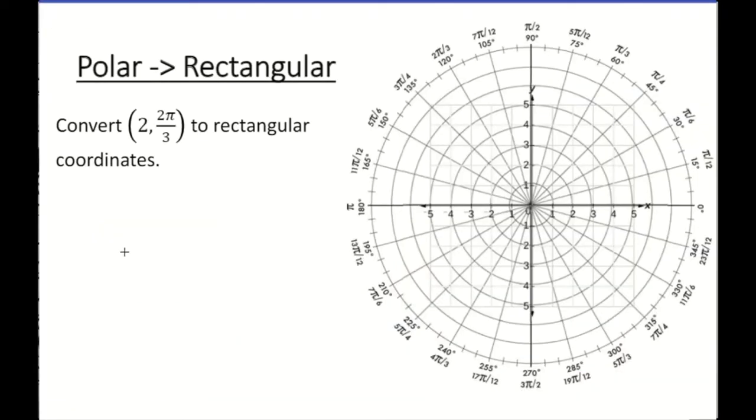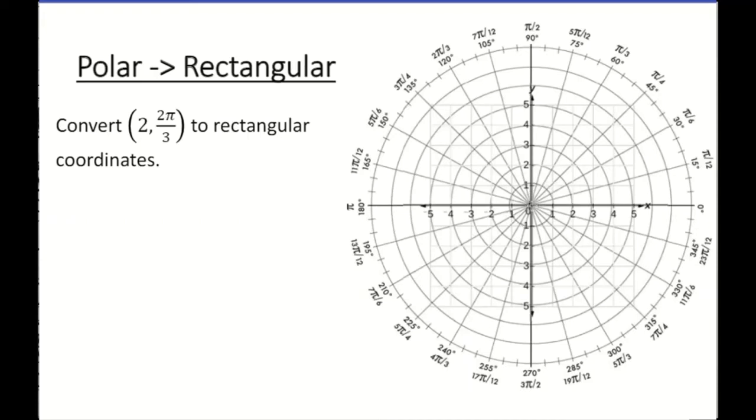So here's an example where we want to go from polar to rectangular. It says convert the point 2, 2 pi over 3 to rectangular coordinates. Now take a look at this grid. What I've done here is I've overlaid, and it's not perfect, it's a little skewed, but basically I tried to overlay a Cartesian or rectangular grid on top of a polar grid so that you can see and get an idea of what the point should be.